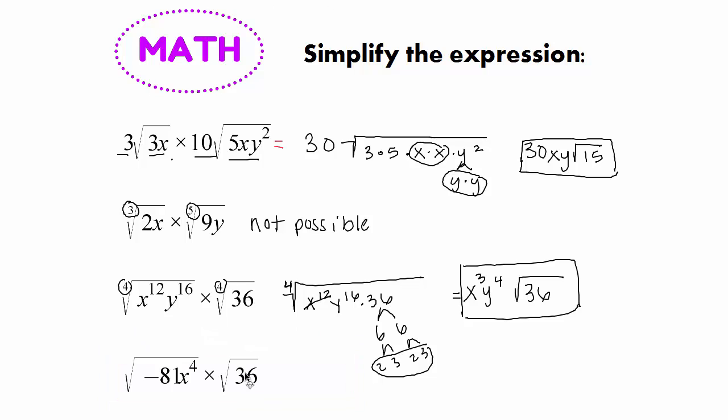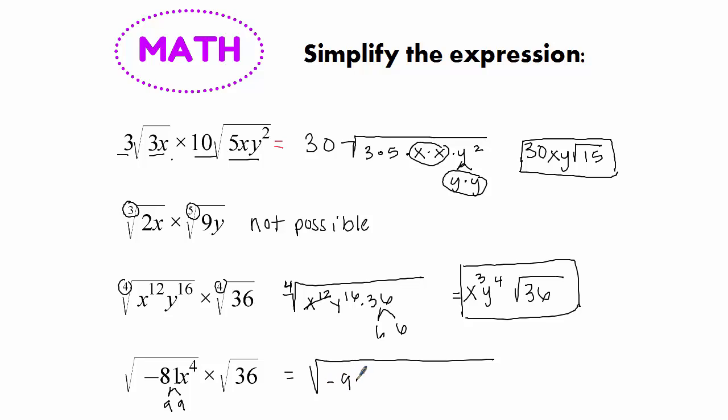The last example I'm going to do is the square root of negative 81 x to the 4th times the square root of 36. So again, I'm going to rewrite this under one radical. Okay. So 81, I can already break it down. Instead of writing it all under and then breaking it down, I'm going to break it down first. So 81 becomes 9 and 9.